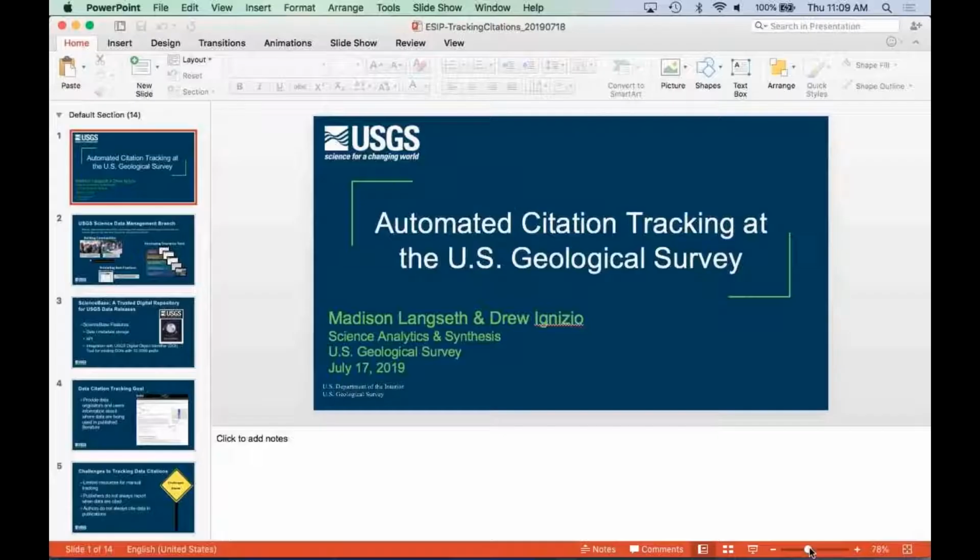Okay, so as managers of Sciencebase, we want to be able to track data citations in order to provide data originators and data users with information about where data are being used in the published literature.